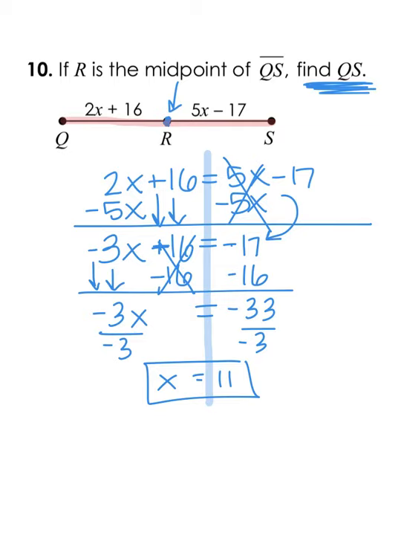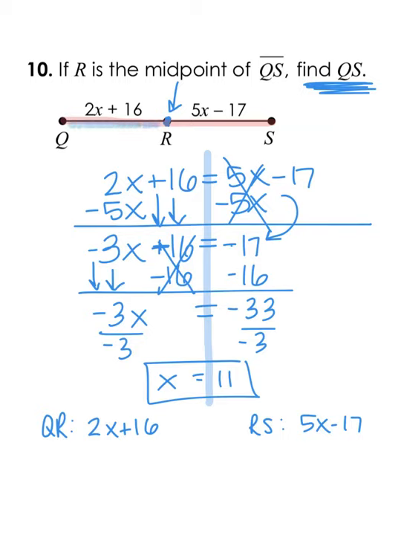So there's a couple different things you could do here. What I'm going to do is I'm going to rewrite QR. I know that QR equals 2x plus 16. And I know that RS is 5x minus 17. Those are the two expressions for both of these segments at the top.